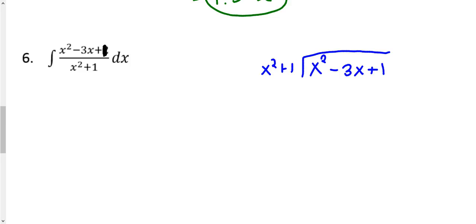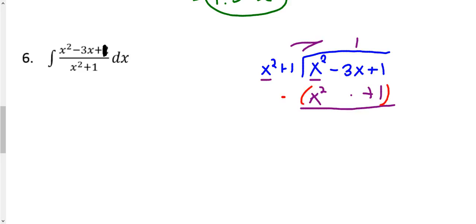So the first thing to do is look at the first terms. We have x squared and x squared. What we multiply x squared by to get x squared is just 1. And then we distribute that out. So we have x squared times 1, which is x squared, and 1 times 1, which is 1. You can put that under the 3x, or I would go ahead and line it up with its like term, which is over at the end.